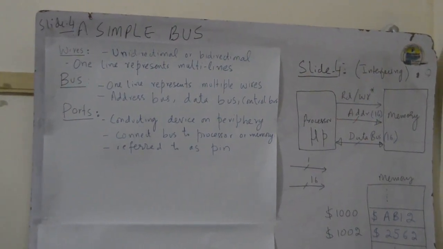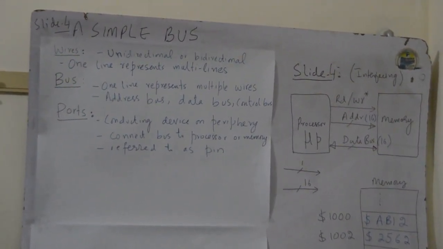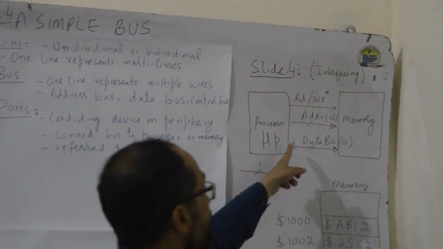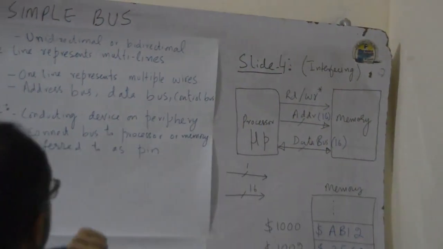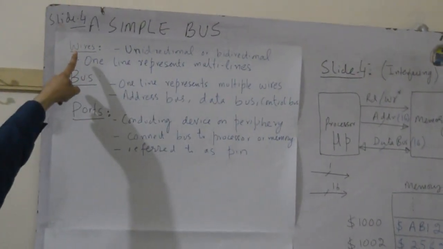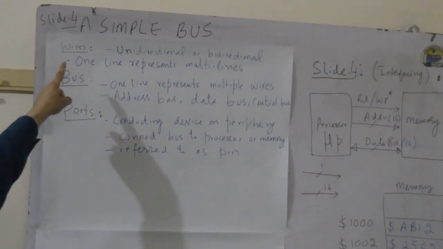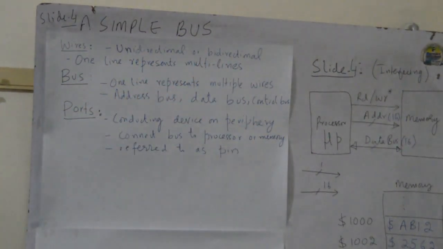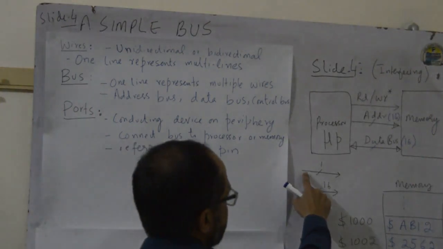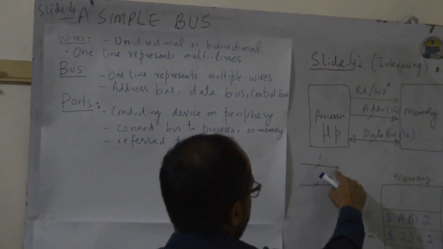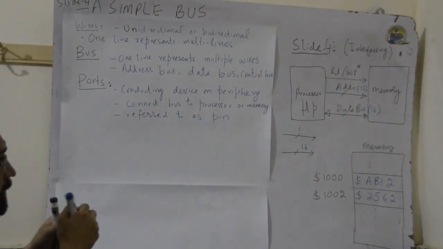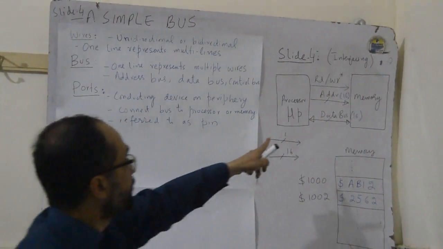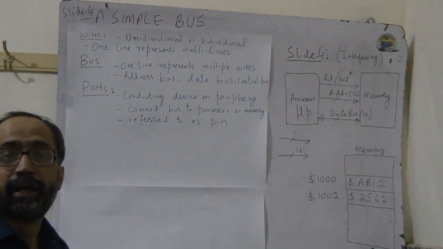So what is a bus? A bus is a way to communicate data from the microprocessor to memory. A bus consists of wires. Wires can be unidirectional or bidirectional. In this example, this is a bus. It is unidirectional. The direction is from microprocessor to memory, and its width is 1. It means it represents a single line.